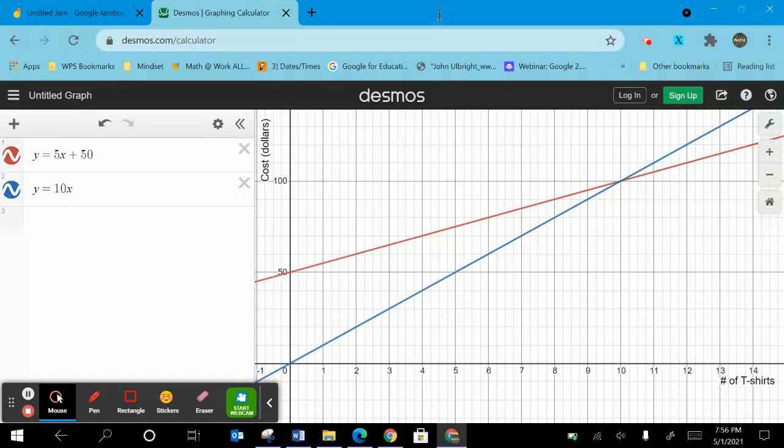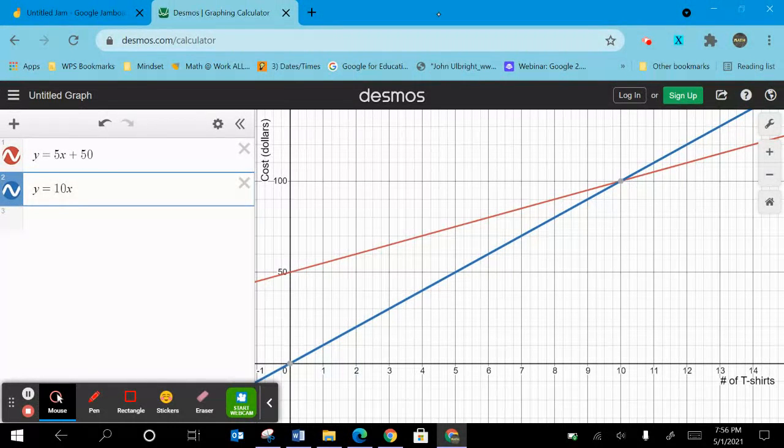Company A is represented with the red line, and company B is represented by the blue line. You'll notice when you look at the graph that the blue line is lower, and the number of t-shirts is on the x-axis and the cost in dollars to purchase the t-shirts is on the y-axis. So in the beginning, somewhere between 0 and maybe 9 or 10, company B, the blue one, is lower. So the cost is lower for purchasing at that company. But eventually, the graphs cross and company A, the red line, becomes the lower cost.